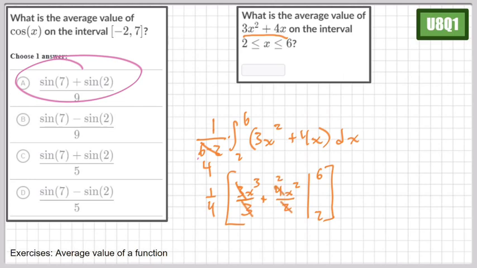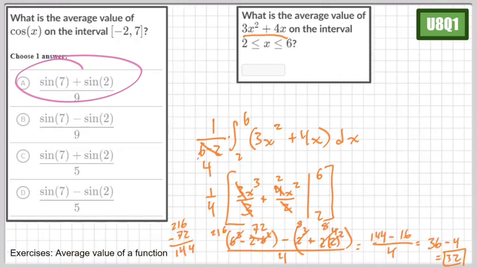So we have to plug in the 6. So it'd be 6 to the third plus 2 times 6 squared. Then we have to subtract. We have to plug in the 2 to the third power, plus 2 times 2 to the second power. And then we're going to take all that and divide it by 4. So just to quickly simplify that, and you get your answer. Just so you can check your answers, the answer is 32 when you're finished.